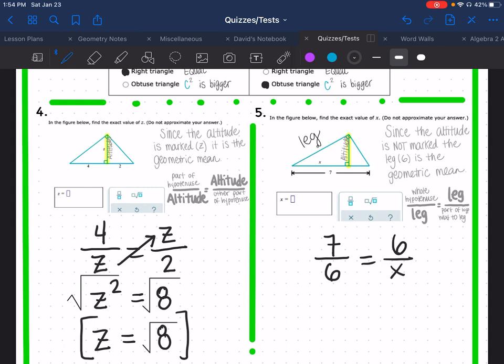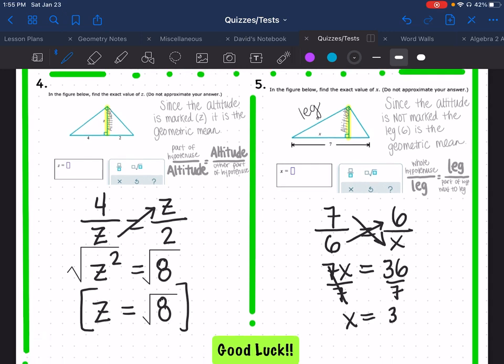All right, I'm going to crisscross multiply, and this time I'm going to do 7 times x first because I like to have my variable on the left side, and 6 times 6 is 36. I'm going to go ahead and divide by 7. I don't think 7 divides into 36, but I'm going to check it in my calculator because I have a calculator that will do fractions for me. Nope, I was right. 36 over 7 is how I'm going to leave my answer because I once again see it's saying do not approximate your answer.